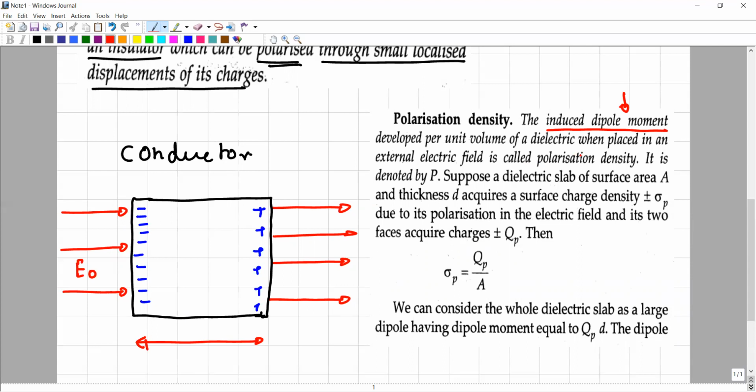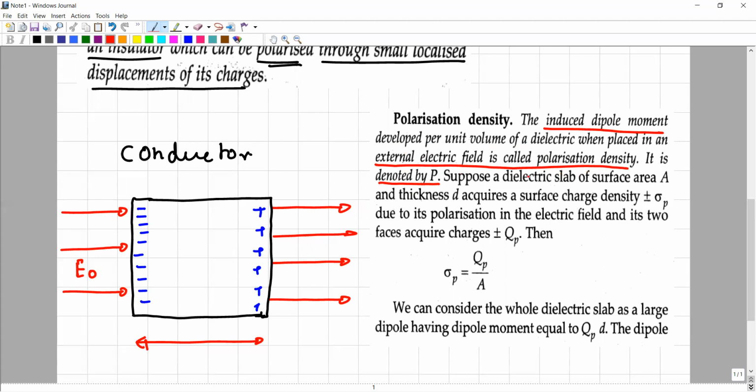You know this. So here, because of this positive and negative charge, there is an induced dipole moment developed per unit volume of the dielectric in an external electric field. That is called the polarization density. Very simple, and it is denoted by P.